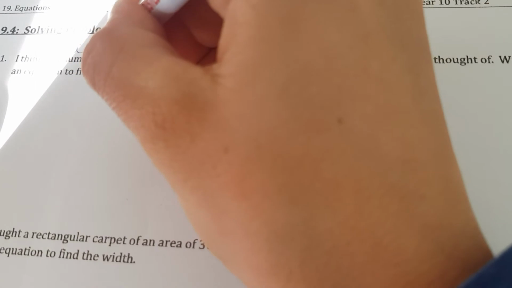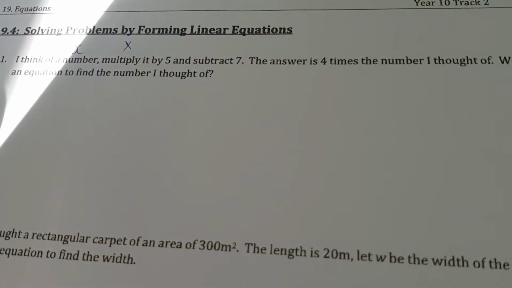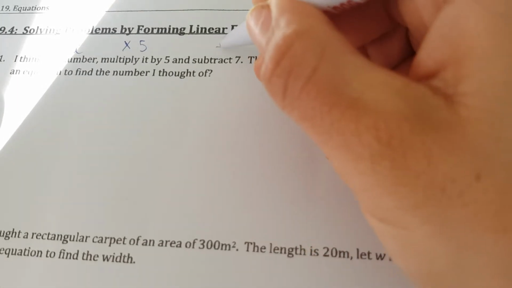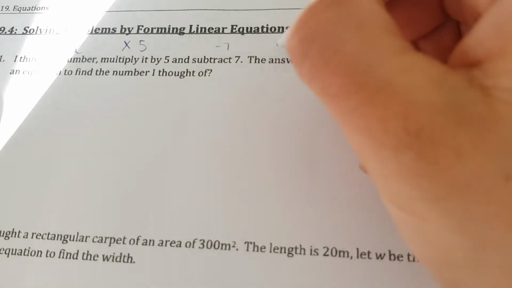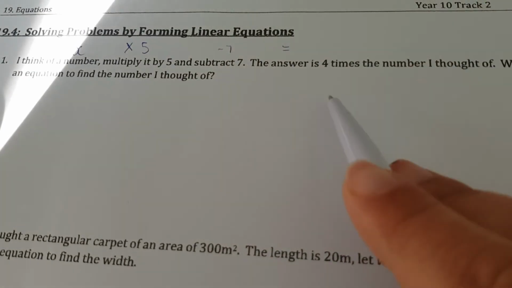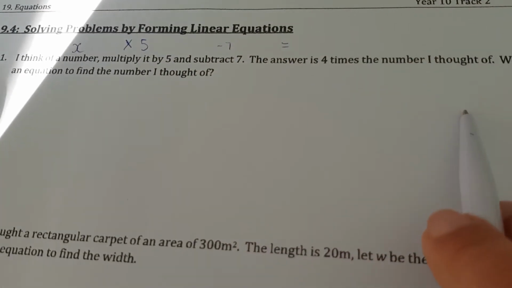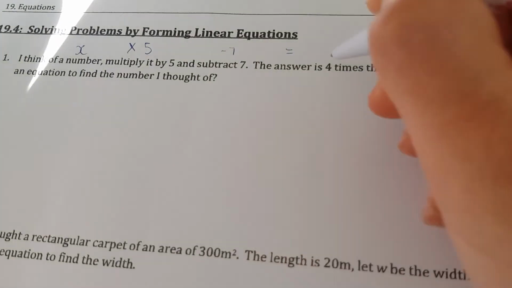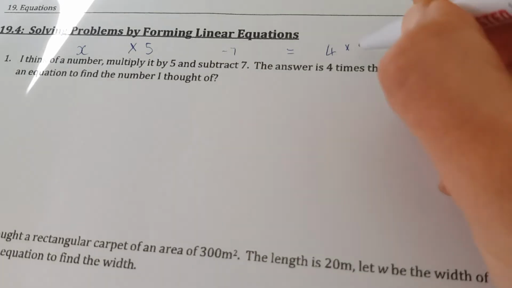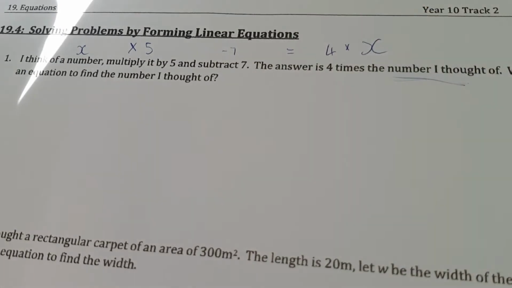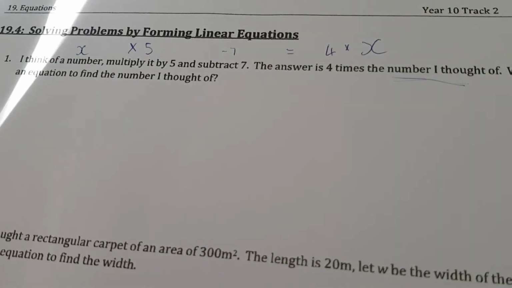I multiply, don't forget, multiply is times. Multiply by 5, okay? Subtract, which is minus, okay? The answer, so all of that is equal to, the answer is 4 times the number I thought of. It's not equal to 4, it is equal to 4 times the number I thought of, and the number I thought of was x. Okay, basically that is our equation.